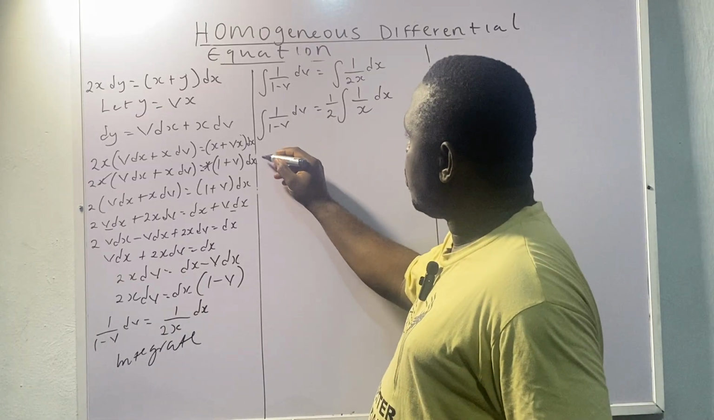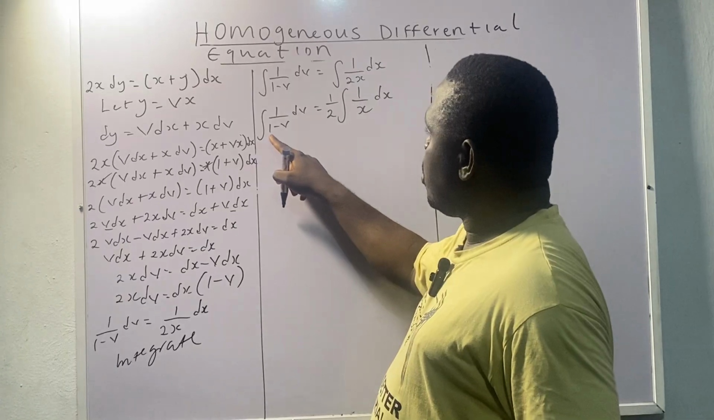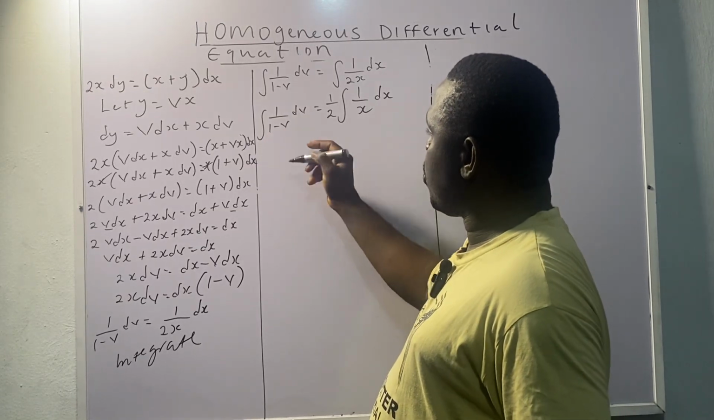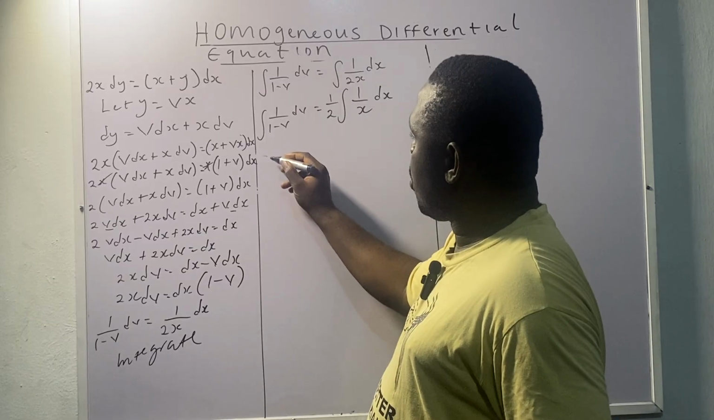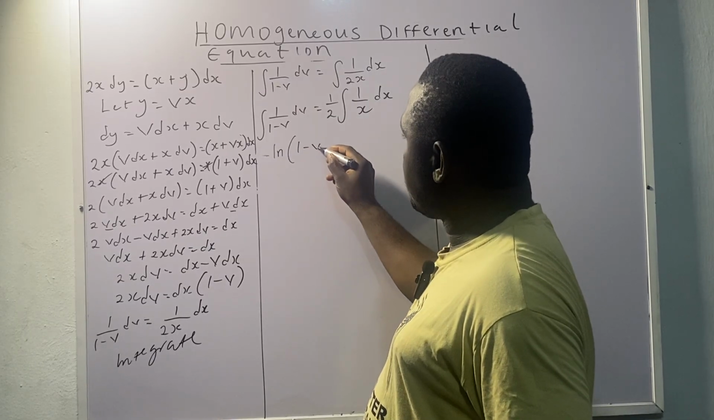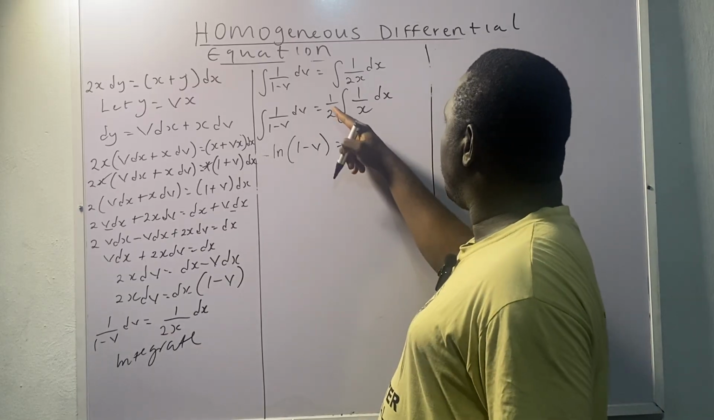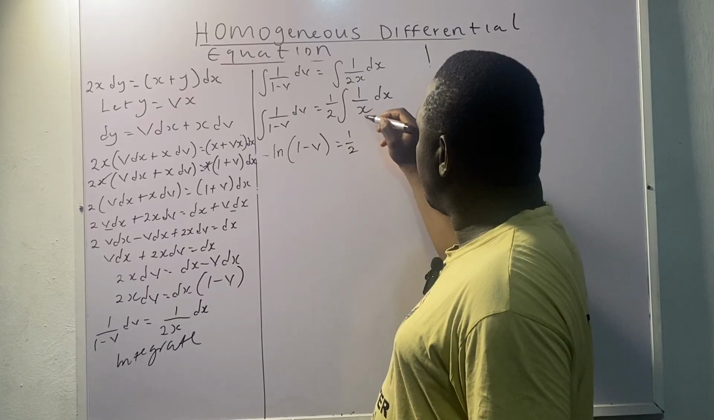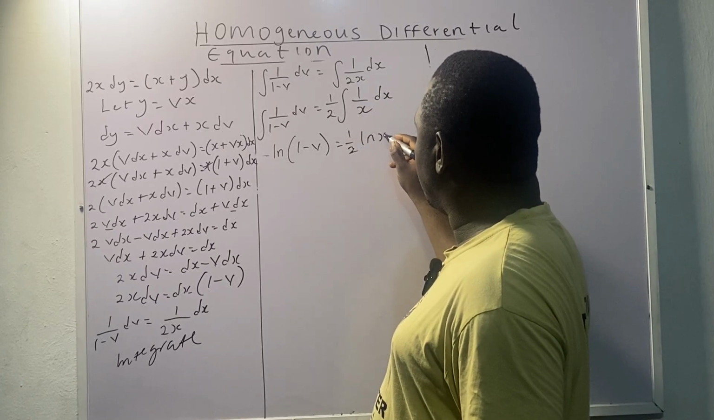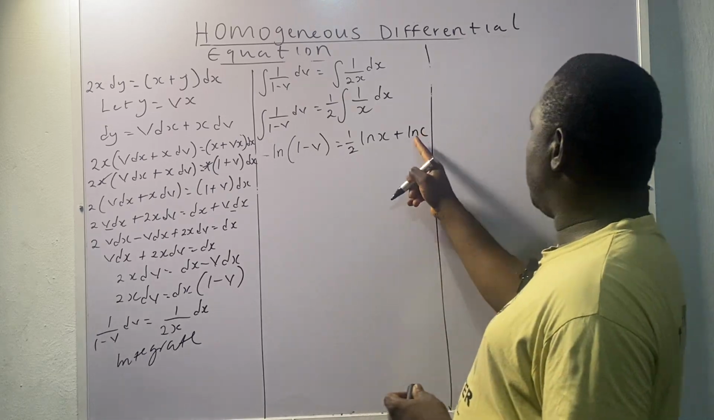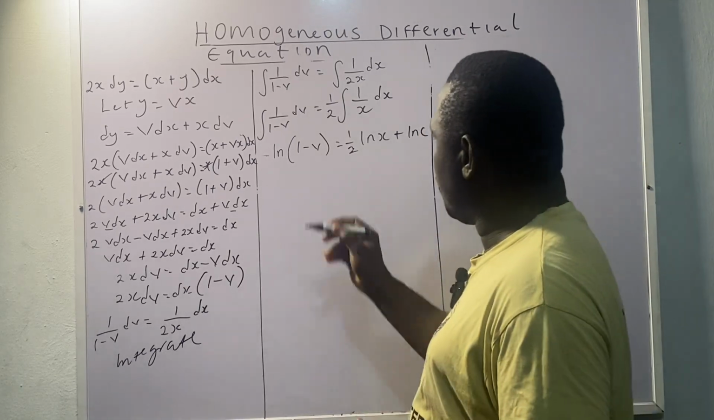So we have, when you differentiate down, differentiating 1, that's 0. Differentiating minus v, you have minus 1. So obviously our minus will come out, and then you have ln 1 minus v. Then the integral of 1 over x is ln x. So we can include ln c there. So if you multiply, it's still the same thing you will have.